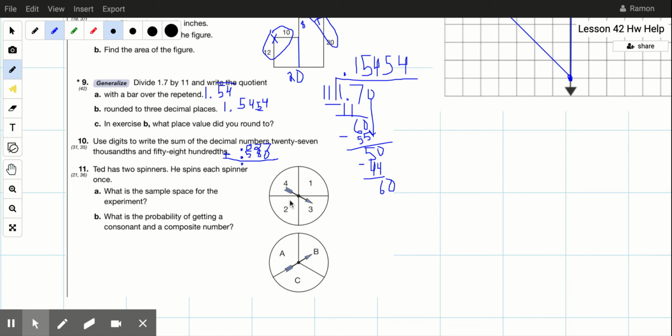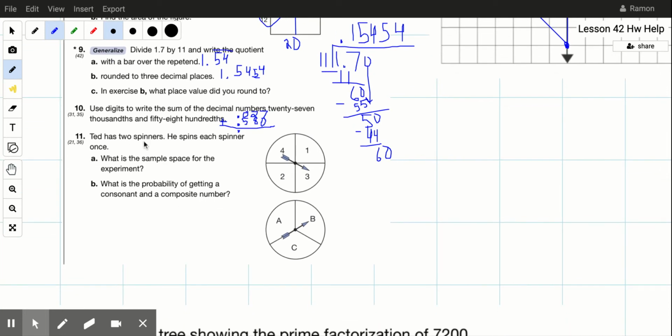All right. Next, we have 11A. Ted has 2 spinners. He spins each spinner once. What is the sample space for the experiment? The sample space is everything that can happen.